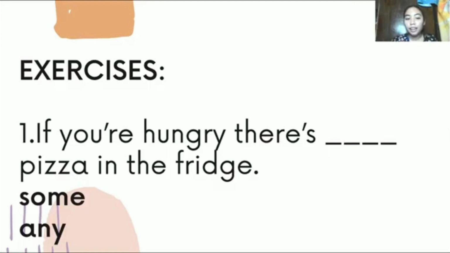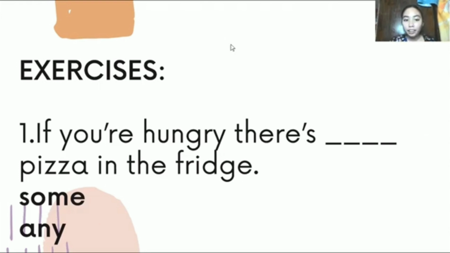So Rosanna, kindly please read the first question and answer. I can't see the question. Kindly read the first question, please. So I will just read the question because you cannot see.